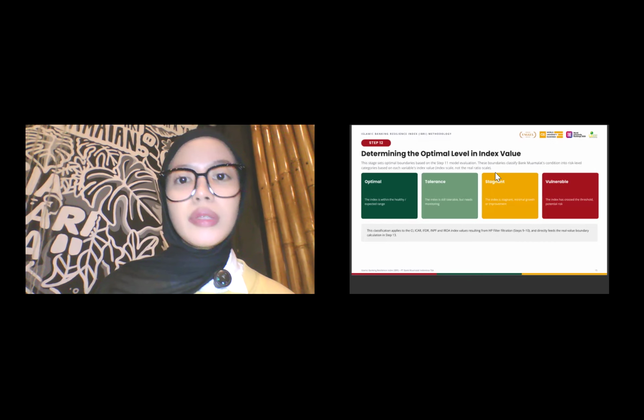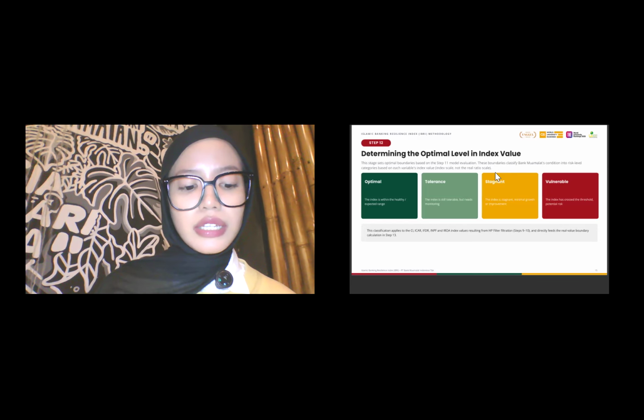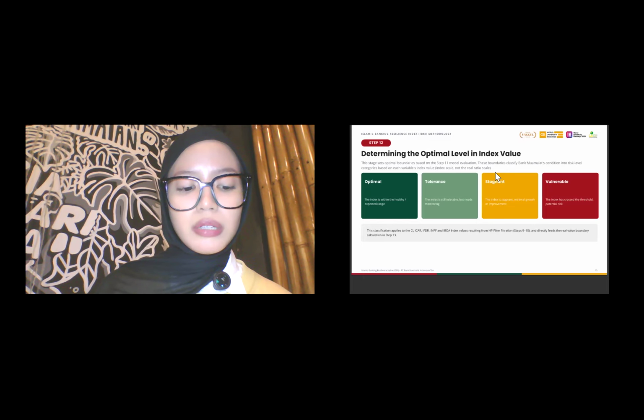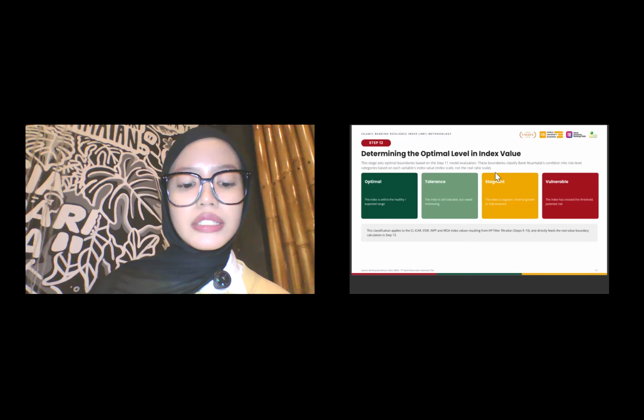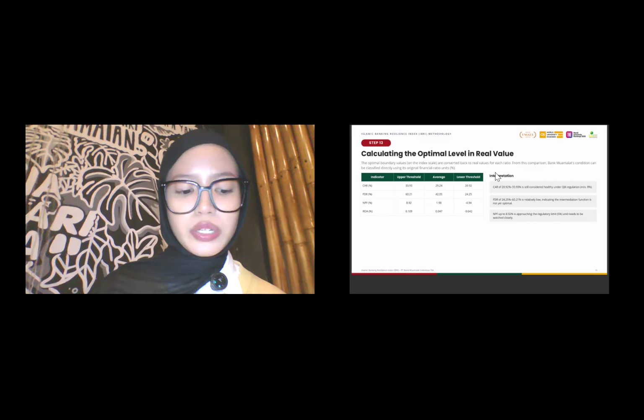Next, determining the optimal level in index value. Based on the model evaluation, we classified resilience into 4 categories. First, optimal, second, tolerant, then stagnant, and the last is vulnerable. These categories help us to understand whether the bank is operating normally or requires closer monitoring.